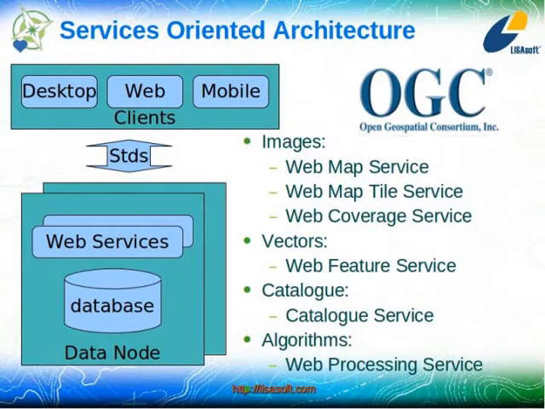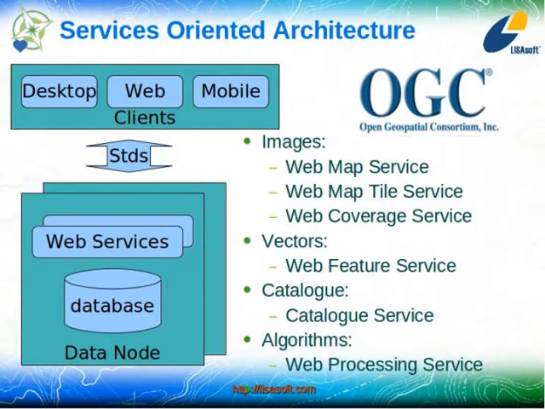Images are good, but in order to do analysis on the data, you really need to get access to the actual vector data behind that. Vector data is things like lines, polygons and points, and the web service to support that is the Web Feature Service.